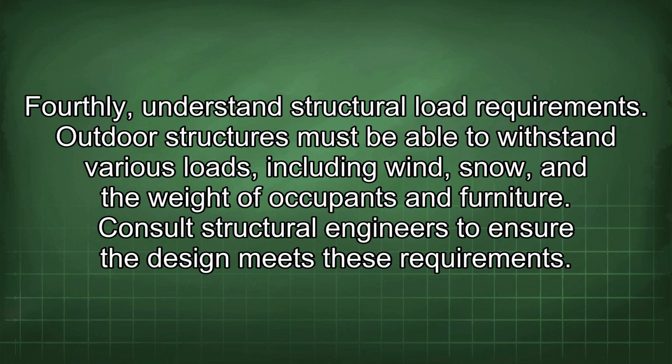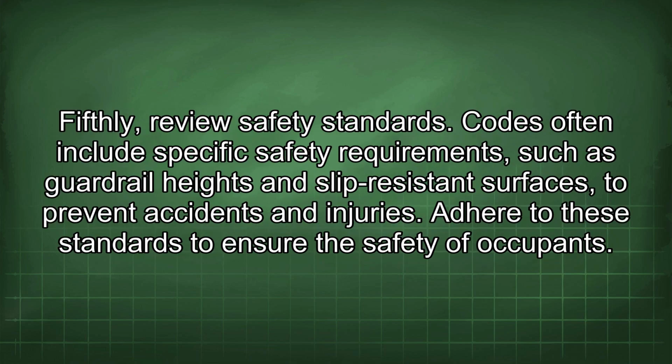Fourthly, understand structural load requirements. Outdoor structures must be able to withstand various loads, including wind, snow, and the weight of occupants and furniture. Consult structural engineers to ensure the design meets these requirements. Fifthly, review safety standards. Codes often include specific safety requirements, such as guardrail heights and slip-resistant surfaces, to prevent accidents and injuries. Adhere to these standards to ensure the safety of occupants.